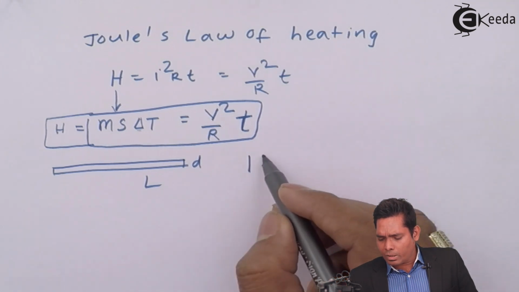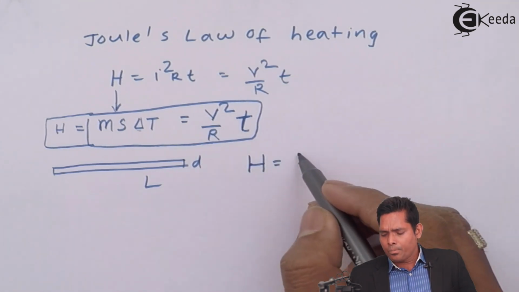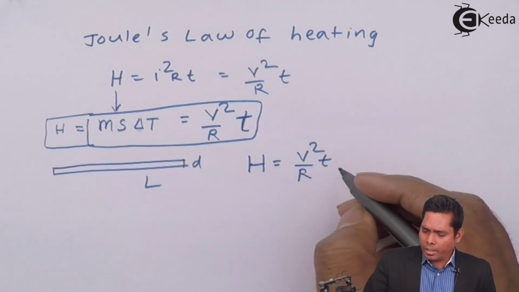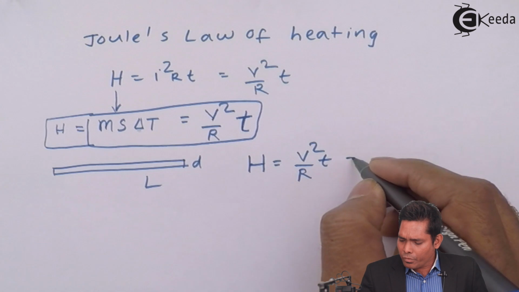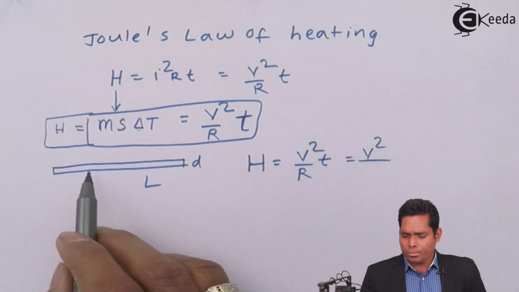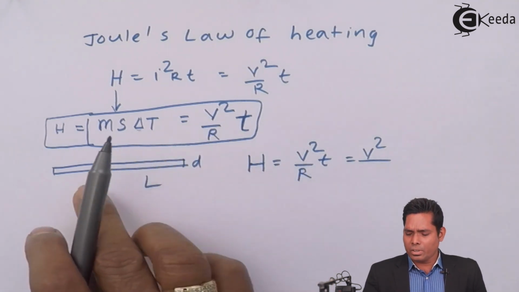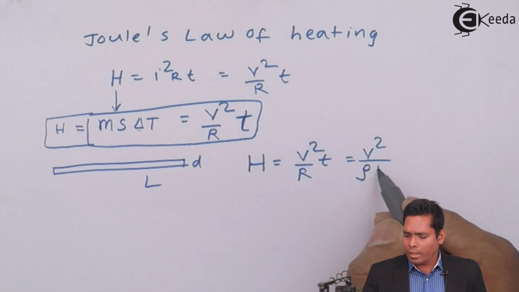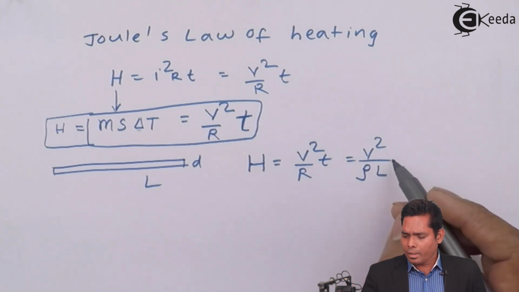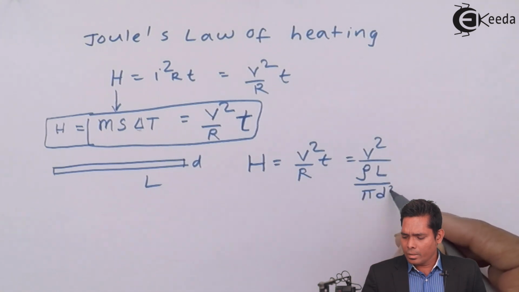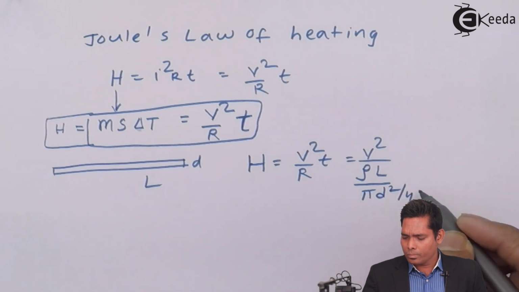So here also, whatever heat it has produced will be V square by R into t. And now, R is the resistance of this wire, so that will be the only change, the resistance. Resistance of the wire is rho L upon A, where A is pi d square by 4.